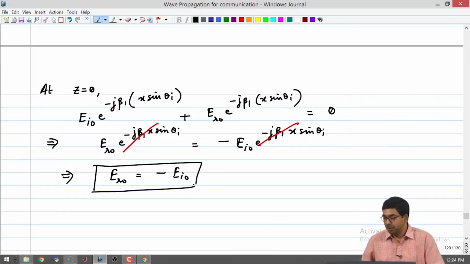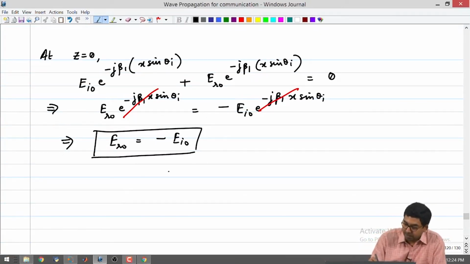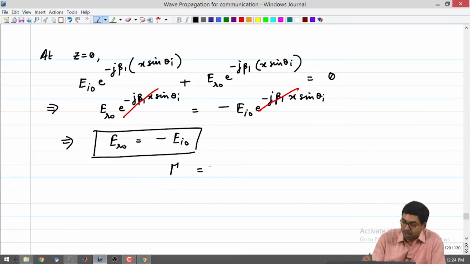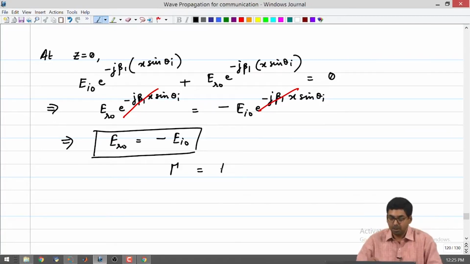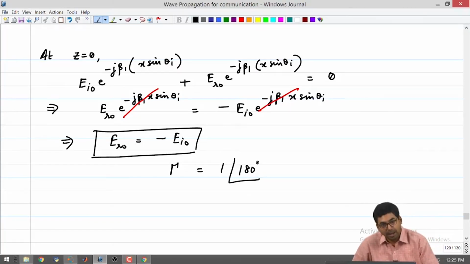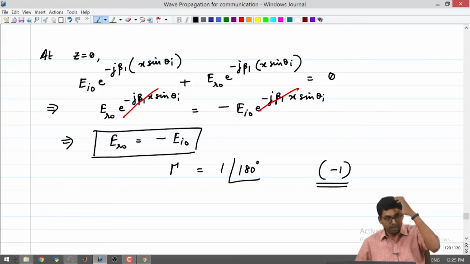So, E r naught is equal to E I naught is the result I am having. This tells me two things. First of all, it tells me that the magnitude of the electric field reflection coefficient is equal to 1, and it also imparts a phase of 180 degrees to the reflected field with respect to the incident field. So, they are out of phase by 180 degrees. So, you can always say that this is at an angle of 180 degrees, or you could simply write this as minus 1, there is no harm in that also.